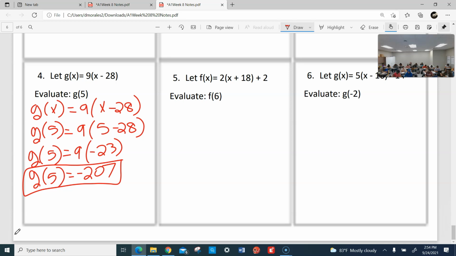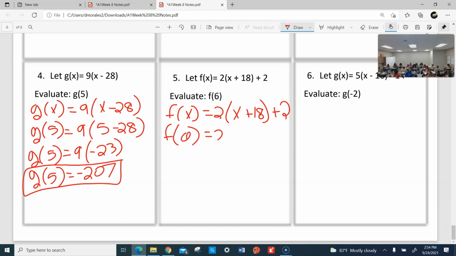Okay, so then just check my work as I go through it, and let me know if there's any major issues or anything. So we have f of x. The function is f of x equals 2 times (x plus 18), and then a plus 2 at the end. So this is a 1, 2, 3 step equation. I'm going to substitute all my x's with what number? With a positive 6. So anywhere I see an x, I plug in a positive 6.